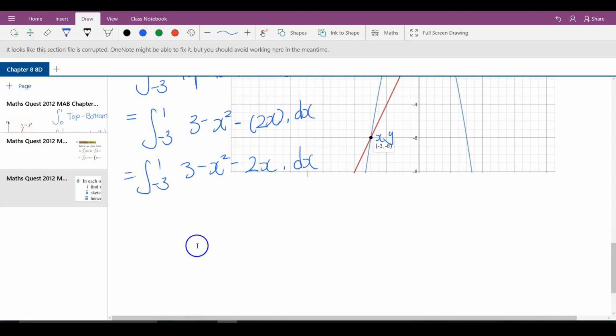Then we can start integrating. 3 becomes 3x. x squared becomes x cubed over 3. And 2x becomes 2x squared over 2.